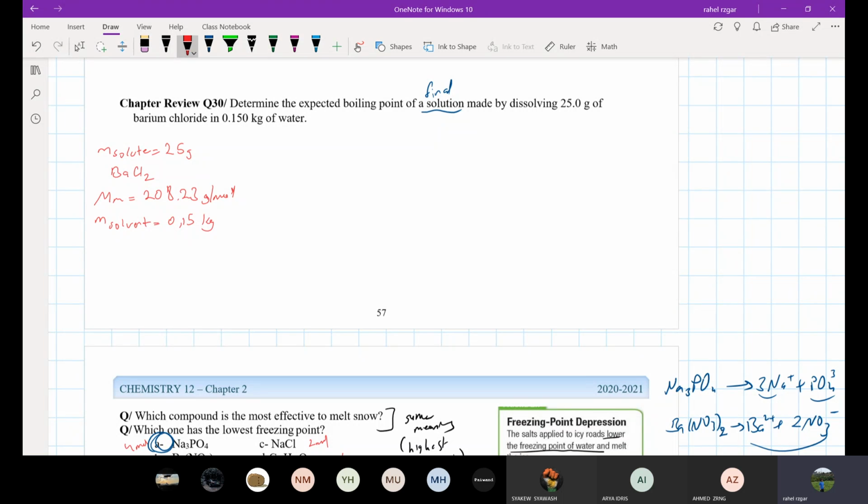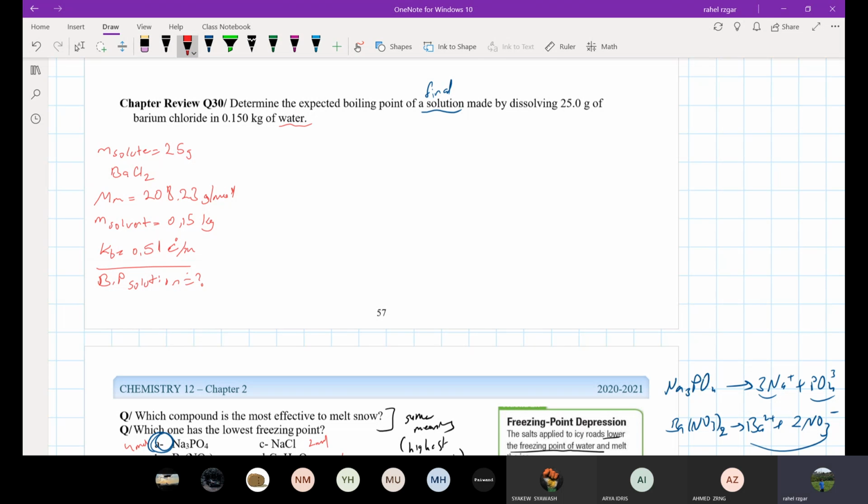What else do we have? It says find boiling point of a solution. And we know Kb because we're talking about water. So we know Kb is 0.51 Celsius per molal. And it says find boiling point of solution.